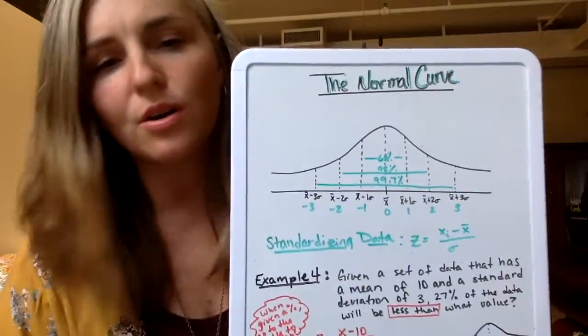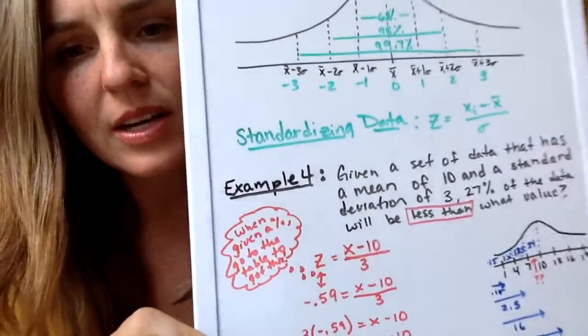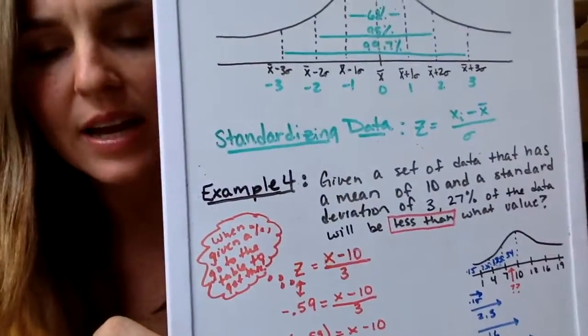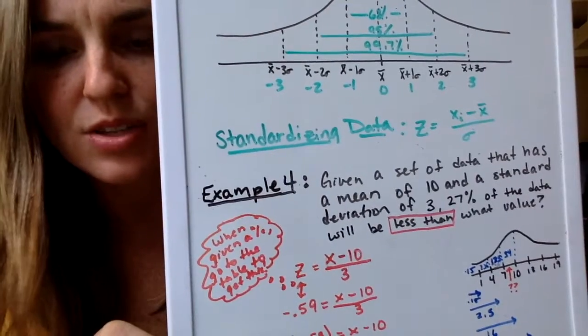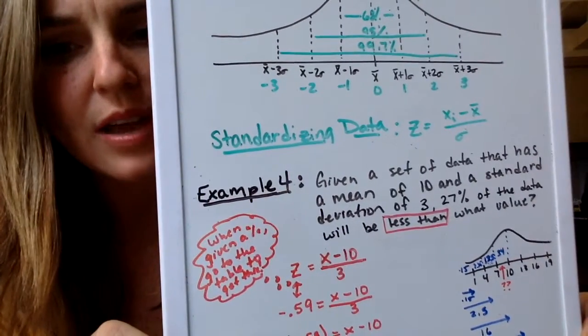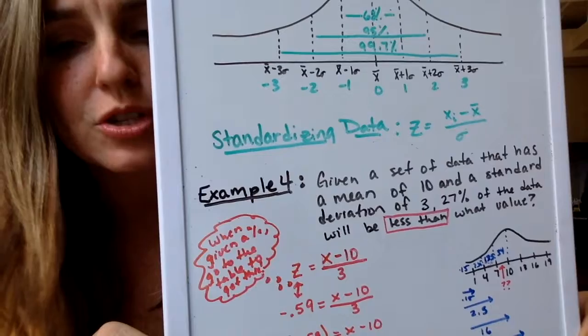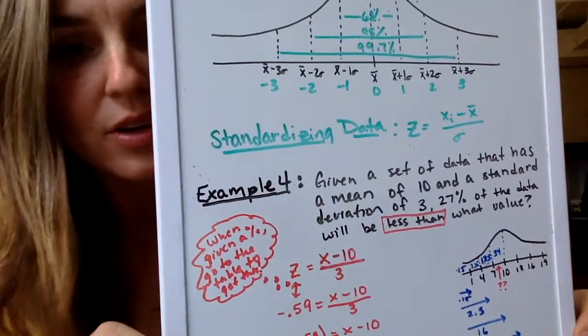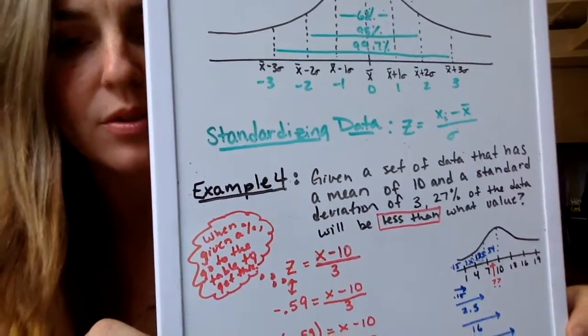The next kind of question says something like this. Again, these are all really generic. Given a set of data that has a mean of 10 and a standard deviation of 3, 27% of the data will be less than what value? Less than what value?